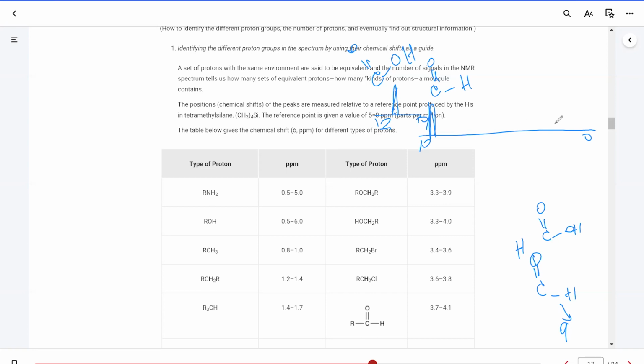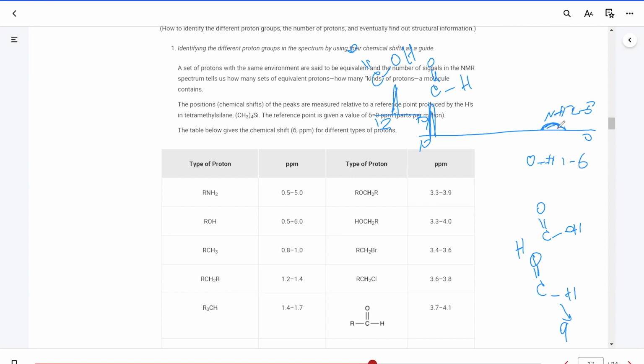anywhere between 2 and 5, a short and broad peak, that would be NH. NH and OH don't have a very specific location, but both of them show a short and broad peak due to hydrogen bonding. For NH it is going to be between 2 and 5, and for OH it is going to be between 2 and 7 or 1 and 6.